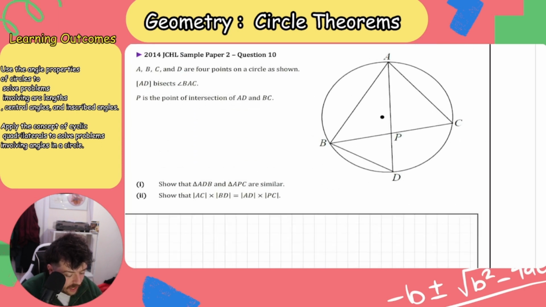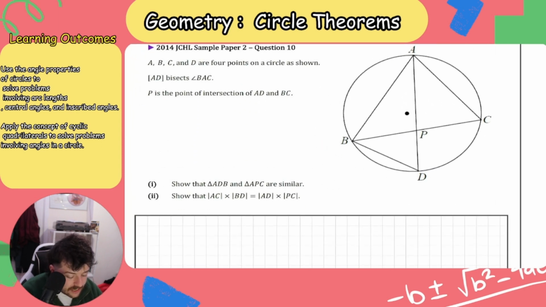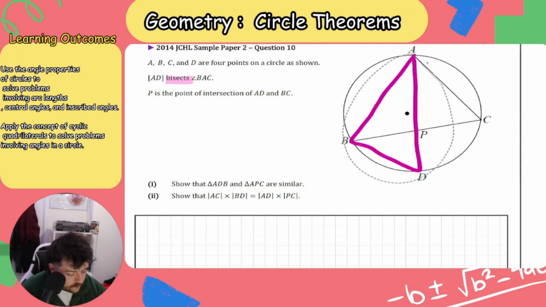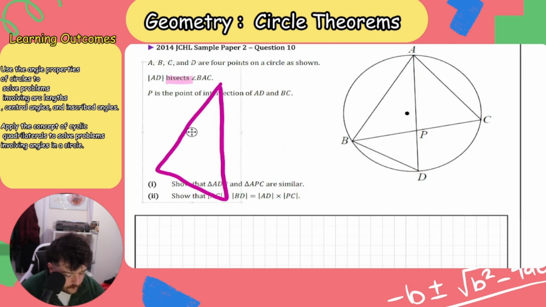Right, let's have a look at another one here. So A, B, C, and D are 4 points on a circle as shown. AD bisects, it's an important question, bisects angle BAC. P is a point of intersection of AD and BC. Show that triangles ADB and APC are similar. So I need to prove this triangle here is similar, so they have the same angles.